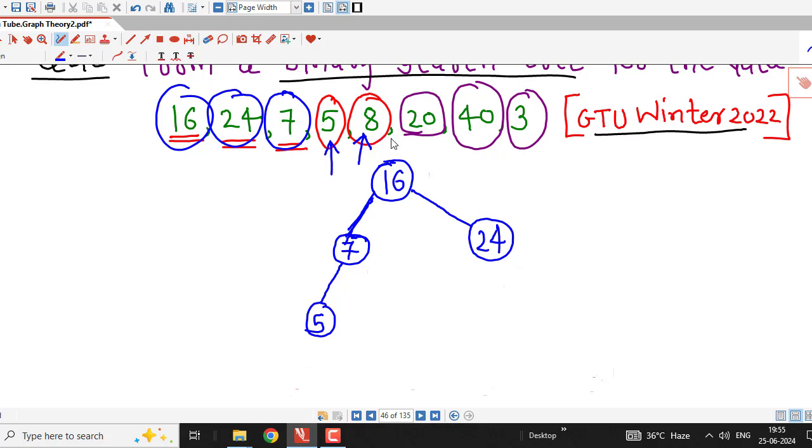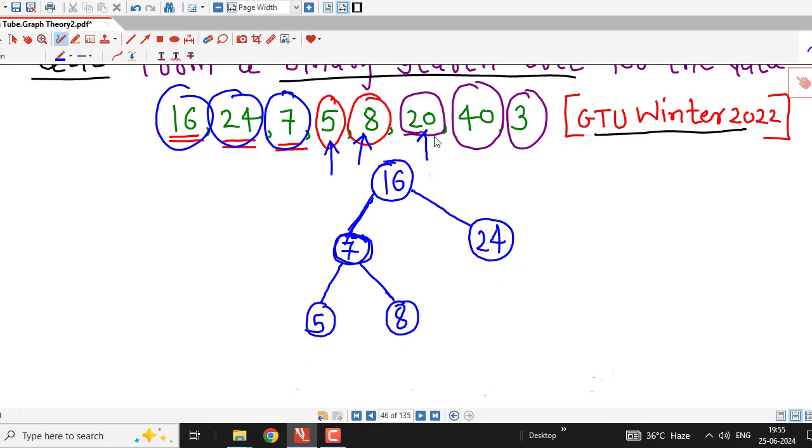Then we have 8 here. So again we start by comparing 8 with 16. 8 is less than 16, therefore we should go towards the left side of 16. So here we have 7. Now we compare 7 and 8. So 8 is greater than 7, therefore 8 is to the right of 7. So here I put 8.